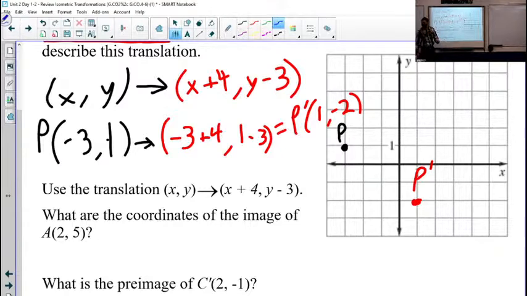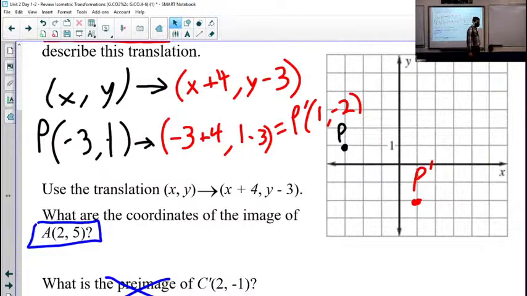On your own, so I'll expect to see this in your notes, I want you to try using point A, 2, 5. When you do the same thing, you can think of it either as moving up, down, left, right, or you can think of it with your coordinate rule where you're adding and subtracting from your coordinates. Either way, I want you to tell me where A prime is going to go.